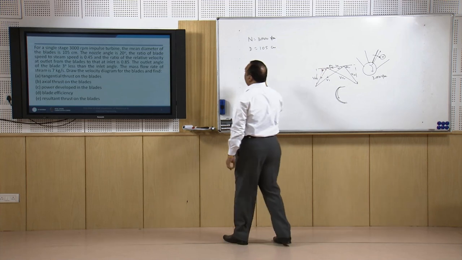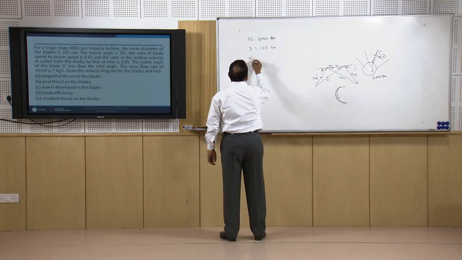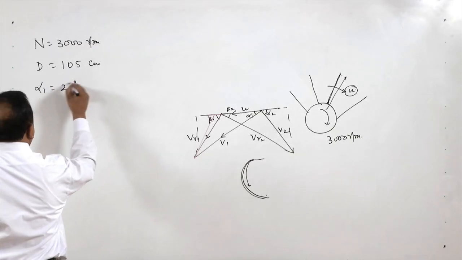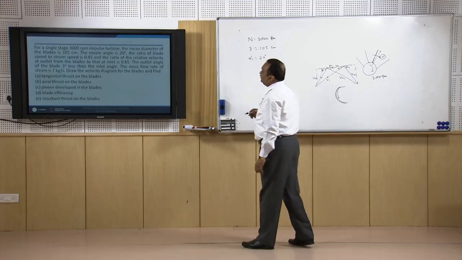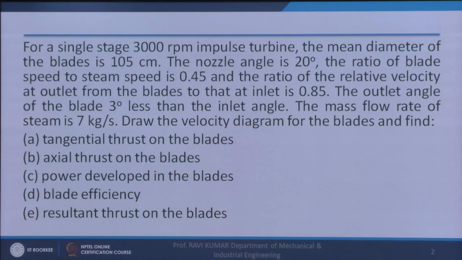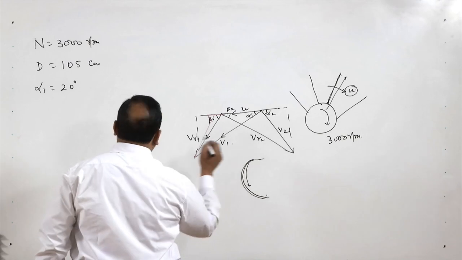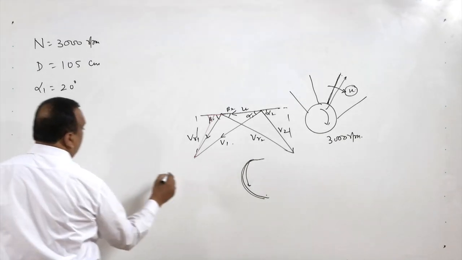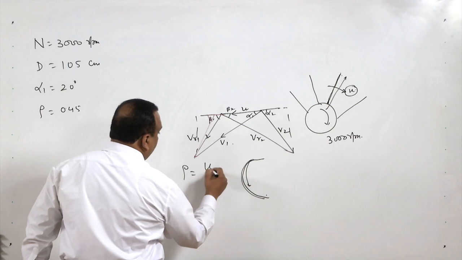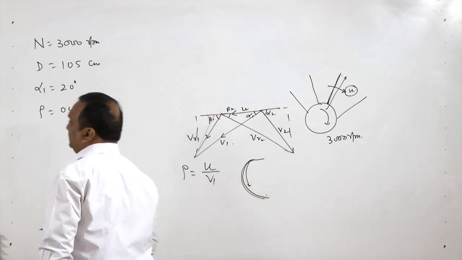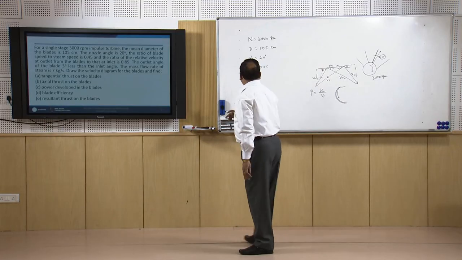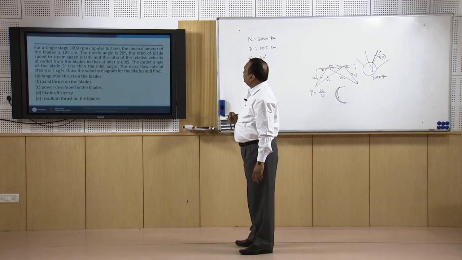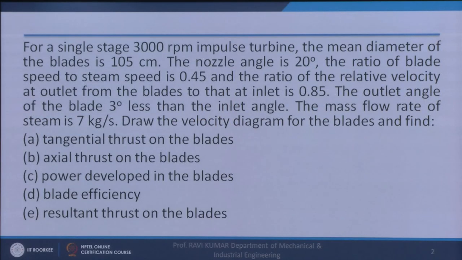The nozzle angle is 20, that is nozzle inlet angle. Alpha 1 is 20 degree. The ratio of blade speed to steam speed, steam speed means V1, so this rho is 0.45. Rho is nothing but u by v1. So it is 0.45, okay.